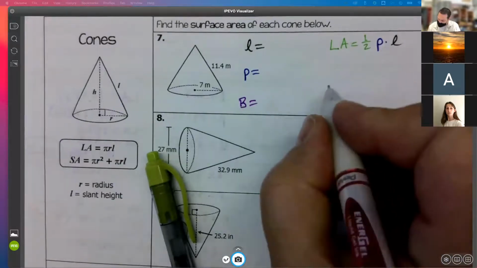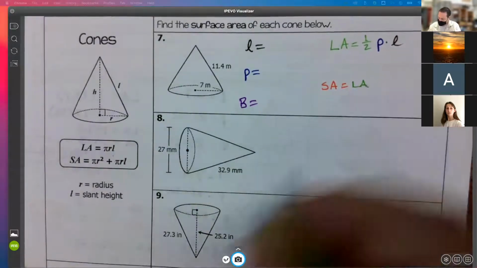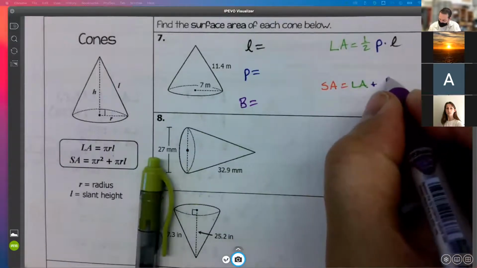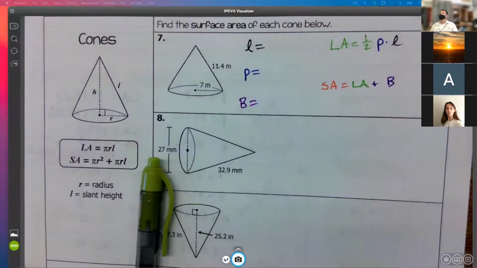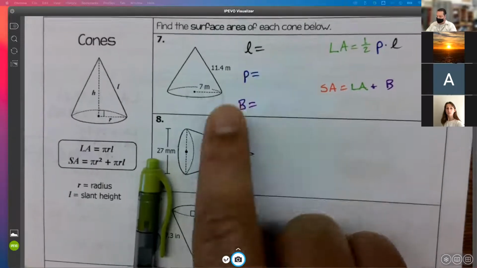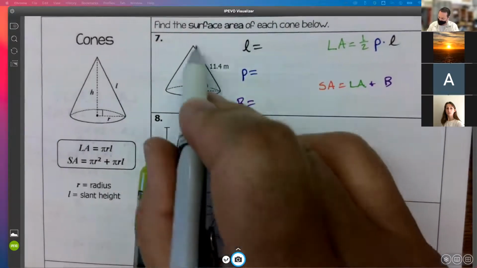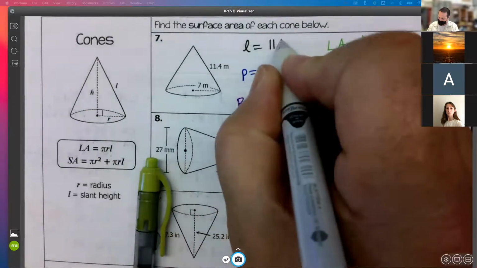And we can say that the surface area is that lateral area plus base. Everything looks exactly the same as you just did so far. If I want to find L, what am I going to pick? Good, 11.4 is our slanted height.